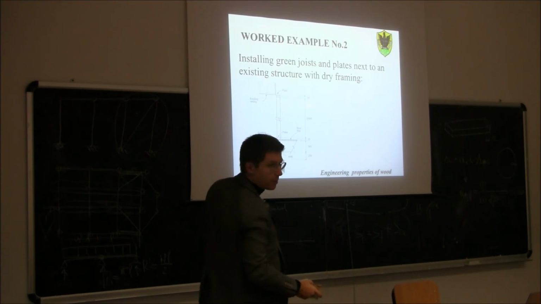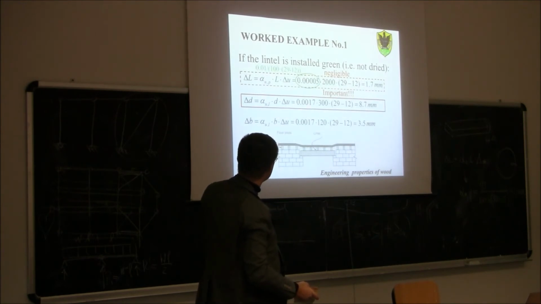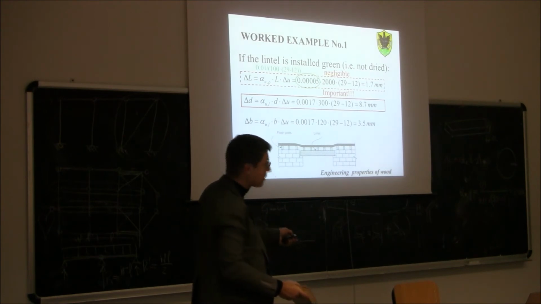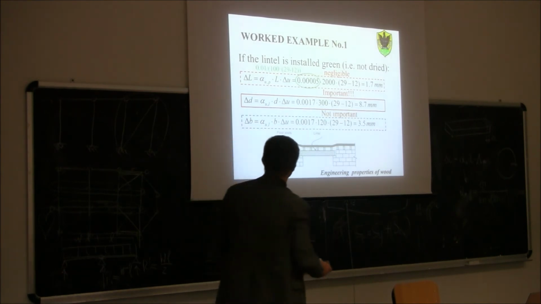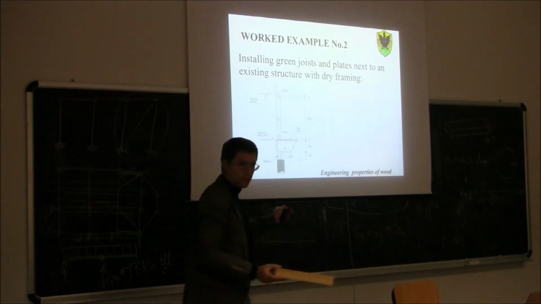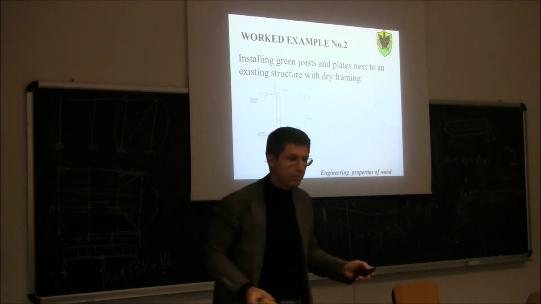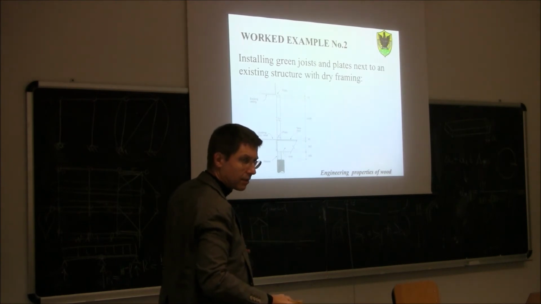Okay, so 50 millimeter. In this formula we have to put alpha, which is not this value but this value here, 0.0017. So 0.0017 times delta MC, we said is fixed, is 29 minus 12, times L. So L will be 50 millimeter. Finished? Or do we need to add something more?